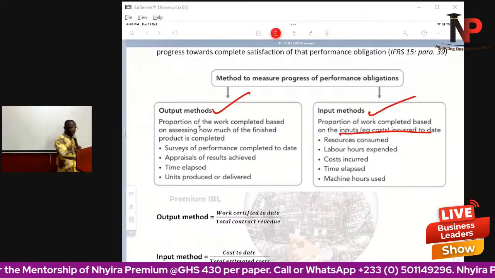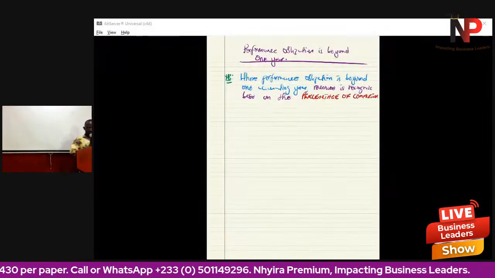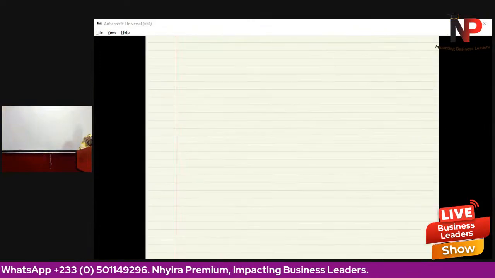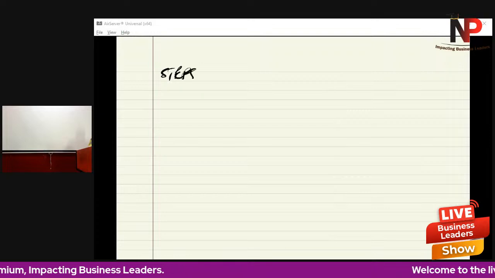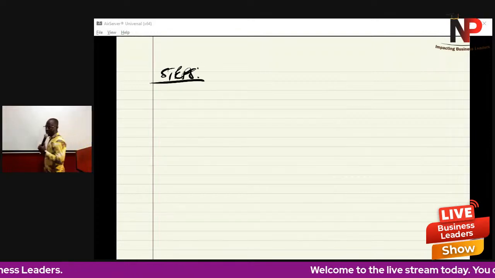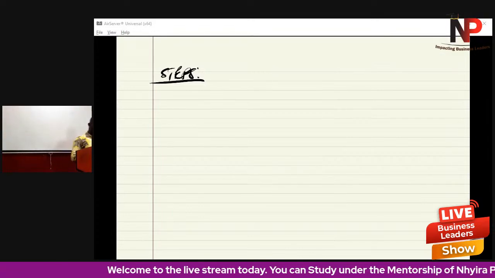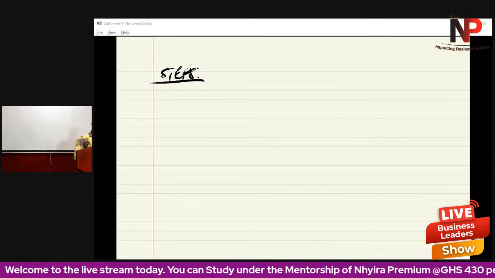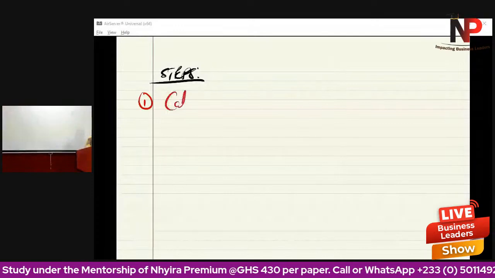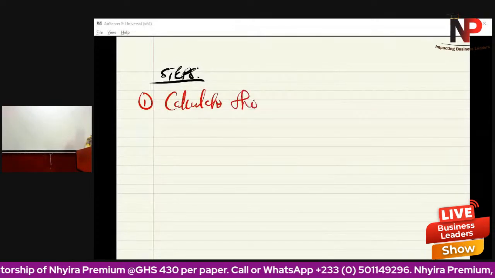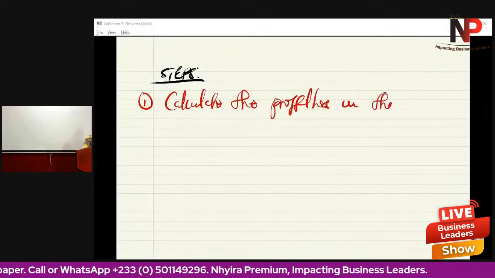Now, I'm going to come back to the methods of percentage of completion, but let's go through the general rule for this. We're going to go through a couple of steps when we are dealing with a construction contract or something like that. Step number one is to calculate the profit or loss on the contract.